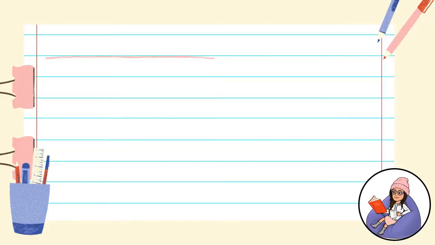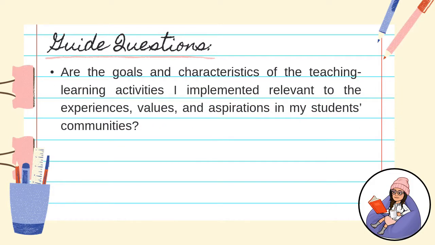Next are the key questions from NCBTS that can serve as a guide for future educators like you. First question: are the goals and characteristics of the teaching learning activities that I implemented relevant to the experiences, values, and aspirations in my students' communities?